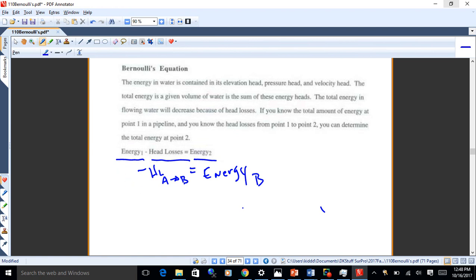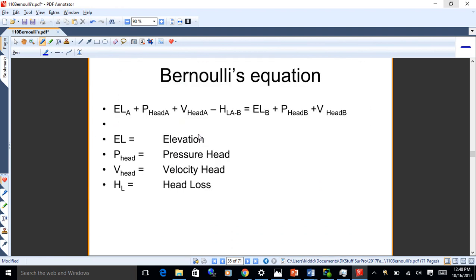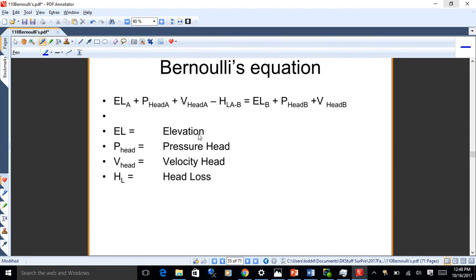And he also was able to figure out what the forms of energy were in water. And that's the bit I've never quite figured out, how someone 500 years ago could get this figured out, but he did. Okay, and so he knew that the forms of energy in water were elevation, pressure head, and velocity head. So what this turns into is elevation A plus pressure head A plus velocity head A minus the head loss from A to B is elevation B plus pressure head B plus velocity head B. So that's what he was able to determine. And what this does is it allows you to analyze a system of water that you have and allows you to really figure out what the pressures will be in certain places, what the velocities might be, elevations, et cetera, et cetera.